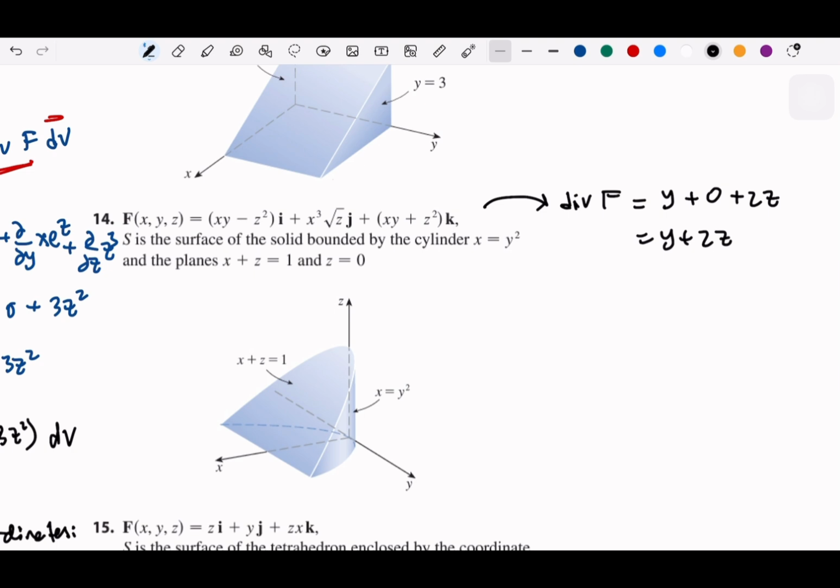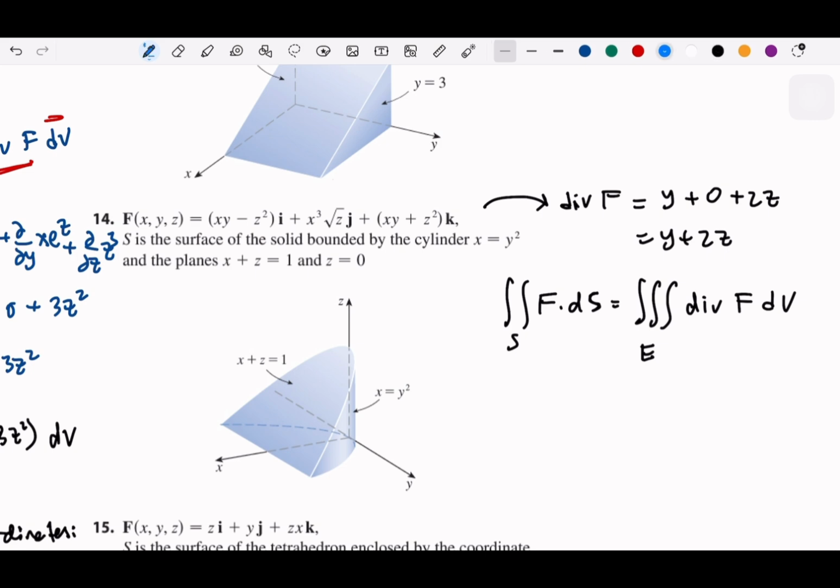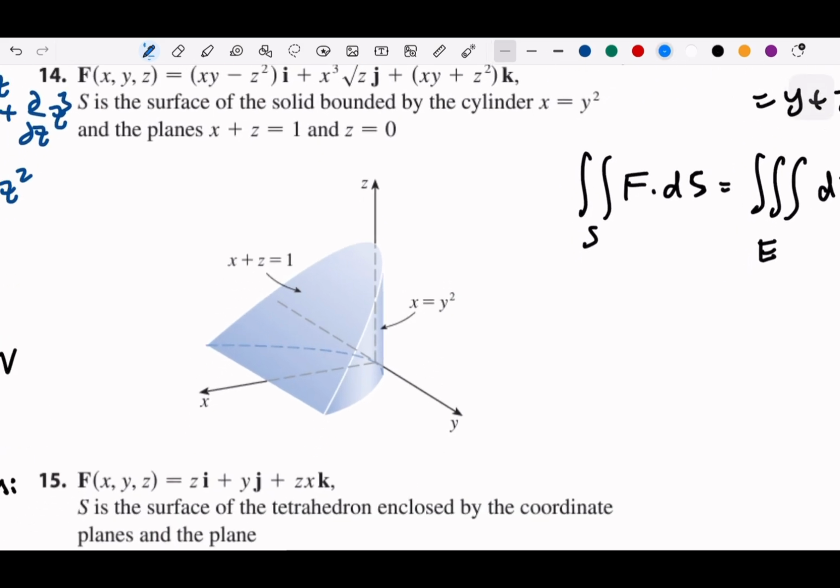And now we are going to take the same equation, this F dot dS, and then this will be, let's say E, divergence F dV. So suppose that I will take this, when z is 0, the x is equal to 1.